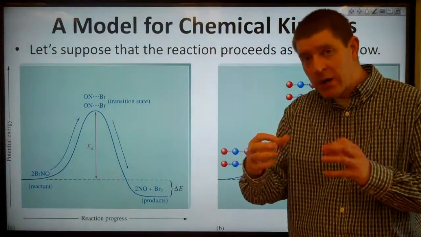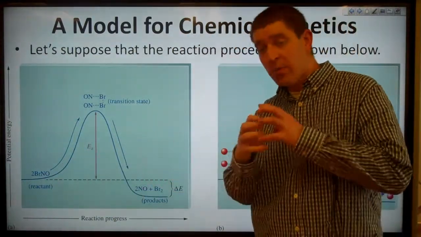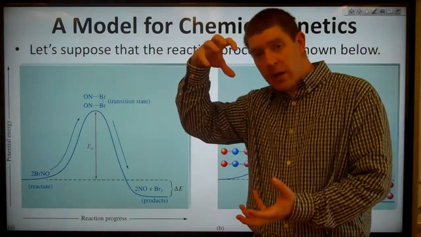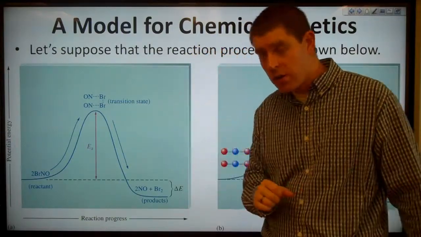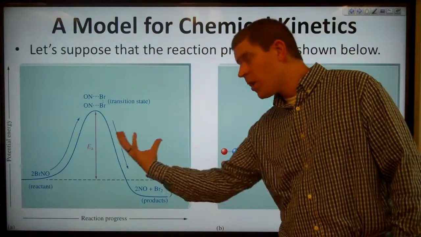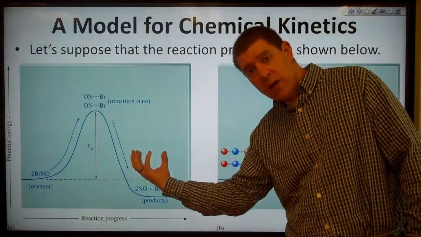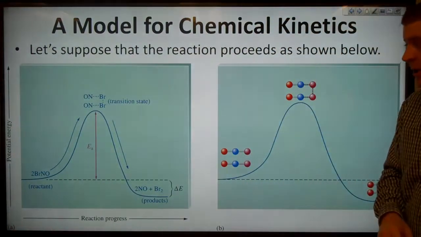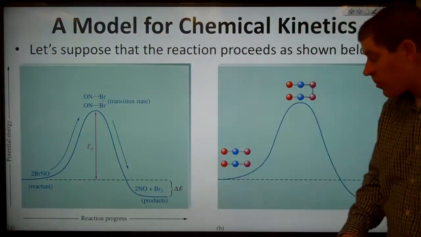And then after that transition state, on the left side of the transition state, the bromine-nitrogen bond is stronger, and as we move to the right, that bromine-nitrogen bond gets longer and weaker, and the bromine-bromine bond gets shorter and stronger as we move to the right. So on the right side, those bromine atoms are attracting each other and releasing energy to get us back down here to our products.